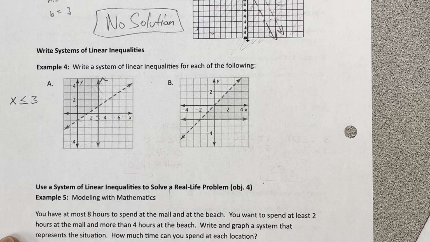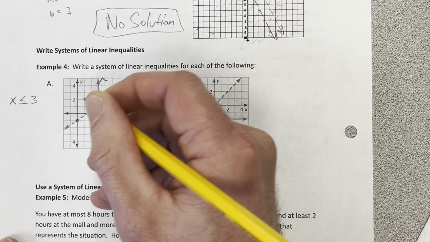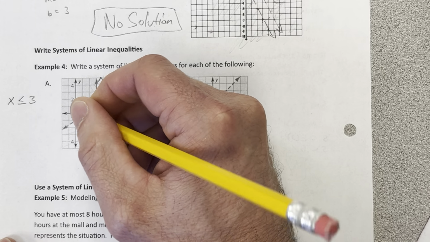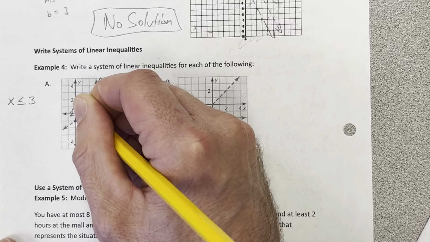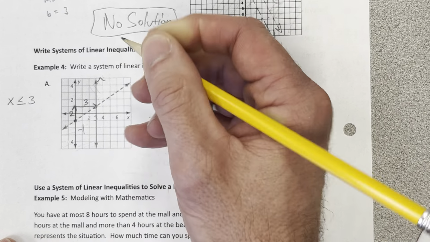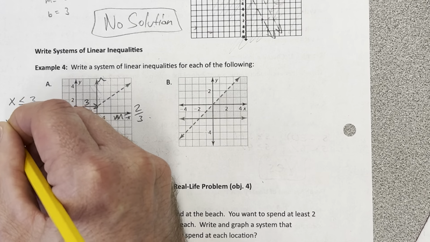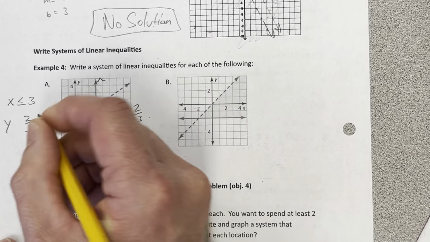And then for our other equation, let's use slope-intercept form. Our y-intercept is -1. Our slope is up 2 over 3, which will get us back to the graph. So our slope is 2 over 3. That means we have y equals 2/3 x minus 1.